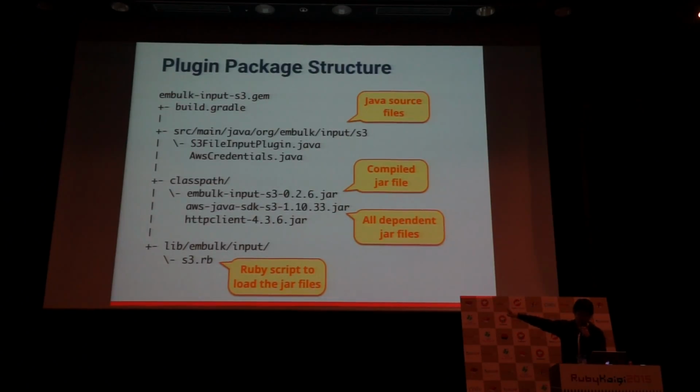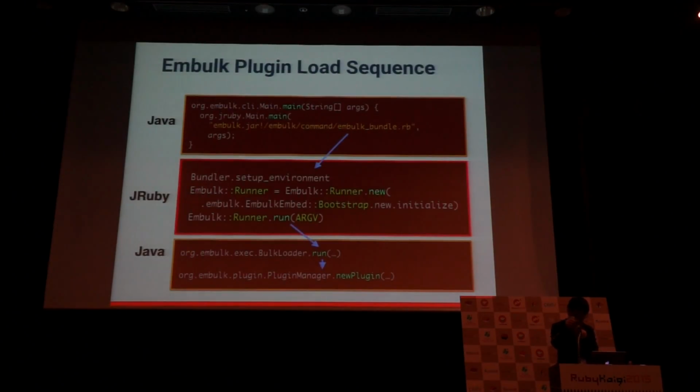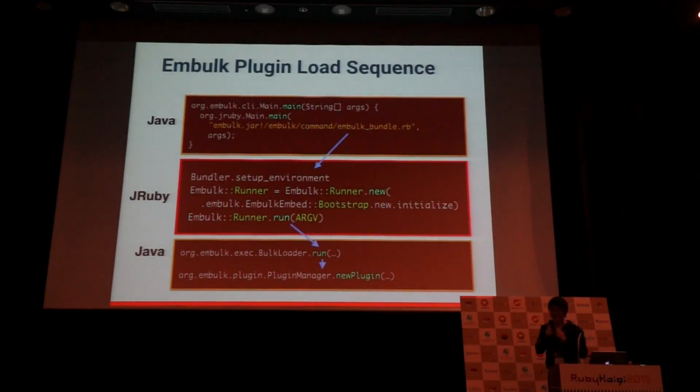Then we also put another file, s3.rb. This file loads those Java files into Java VM. Then Embulk can use this plugin. So this is the actual procedure to load a plugin.